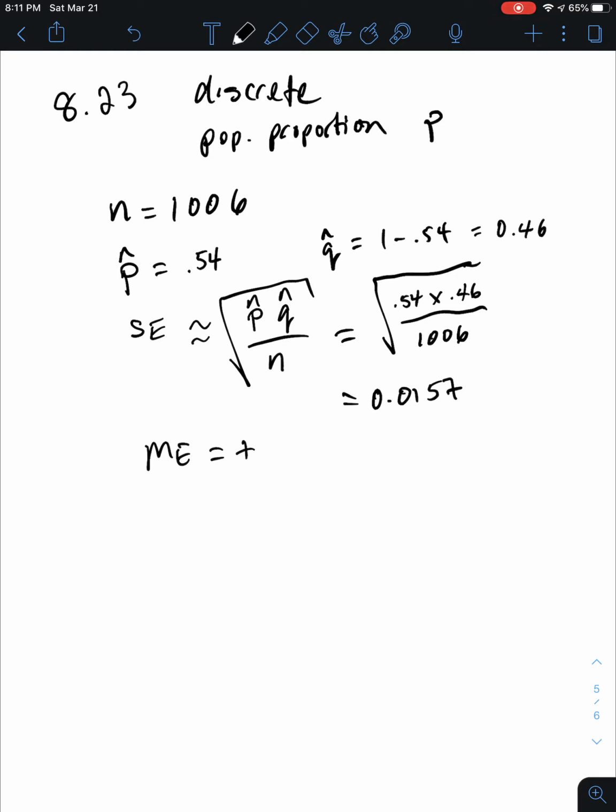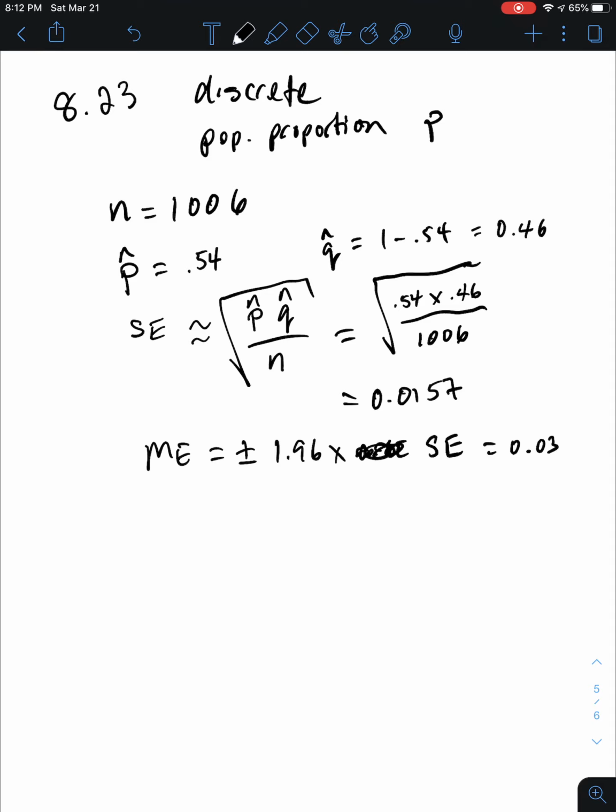The margin of error is plus or minus 1.96 times the standard error. So I multiply that number in my calculator by 1.96, and I get 0.03. So that is a 3% margin of error.